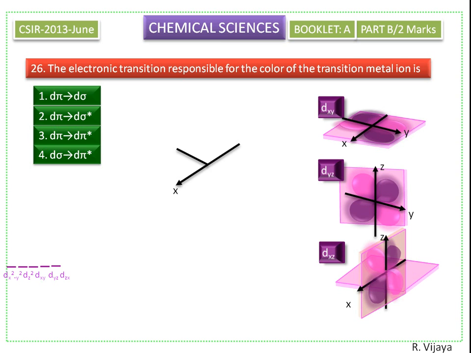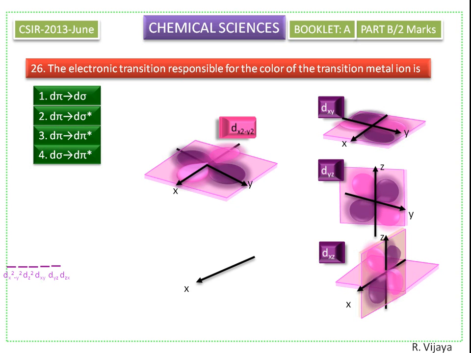The fourth one is dx square minus y square. Here we remove the z axis. In this orbital, the lobes of the d orbital lie along the x and y axis, not in between the axis. In a similar way, the dz square orbital lies along the z axis.